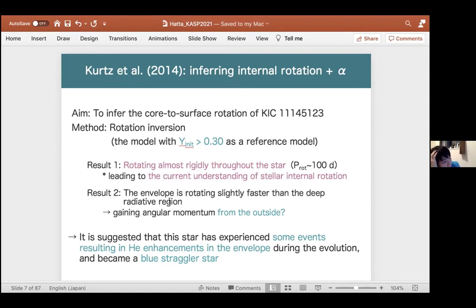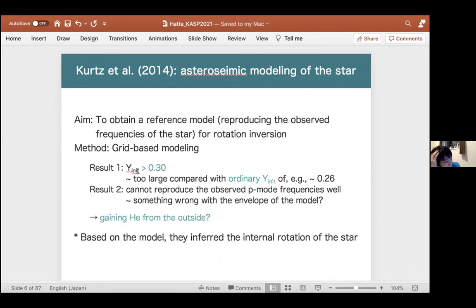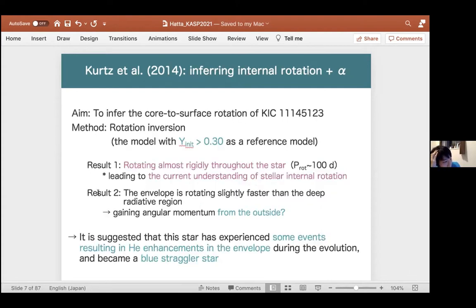So, combining the results obtained from stellar modeling and this result, it is suggested that this star has experienced some events resulting in helium enhancement in the envelope during its evolution, and became a blue straggler star.